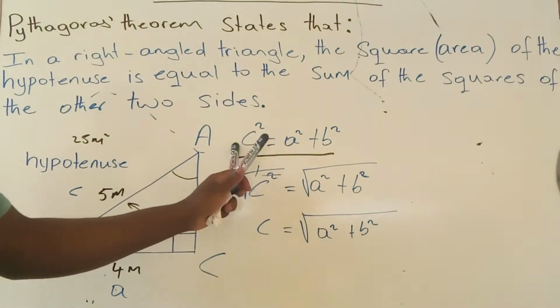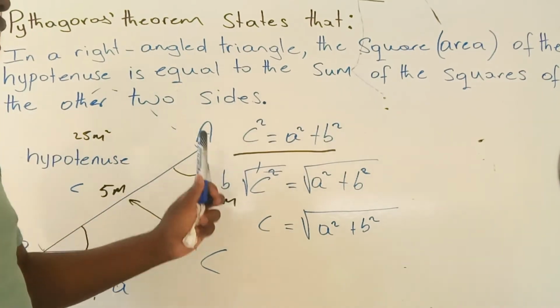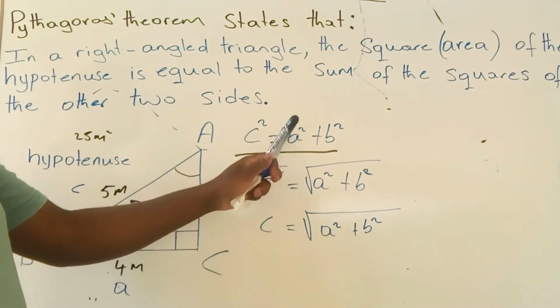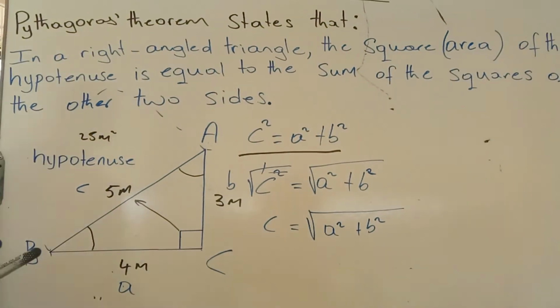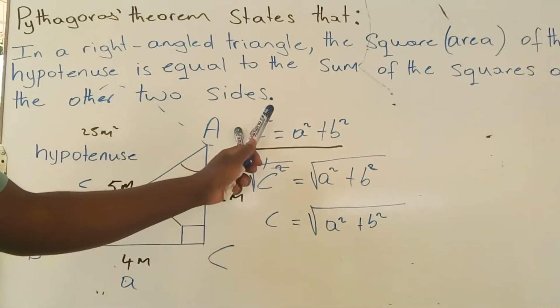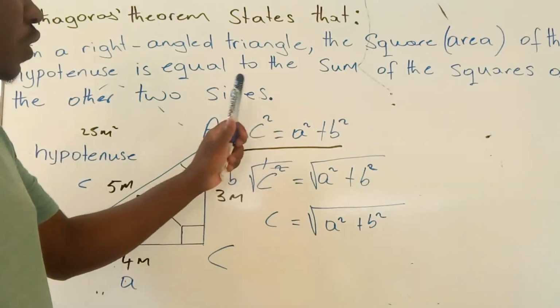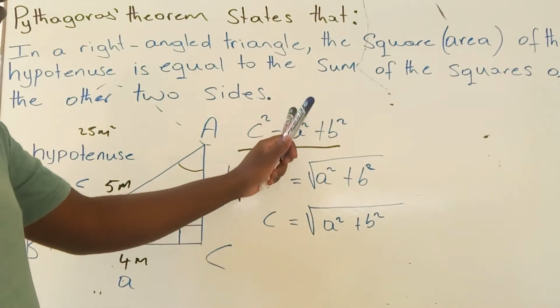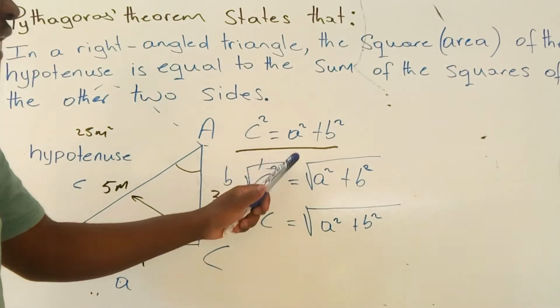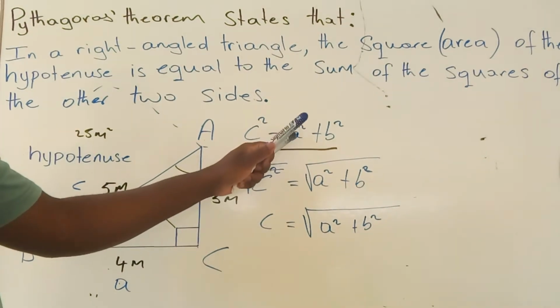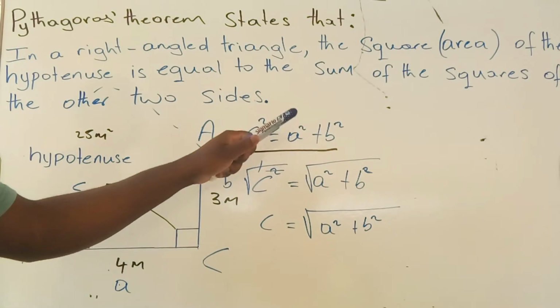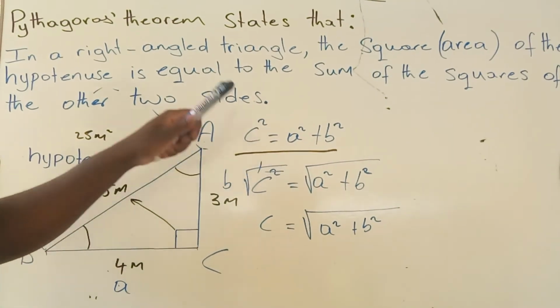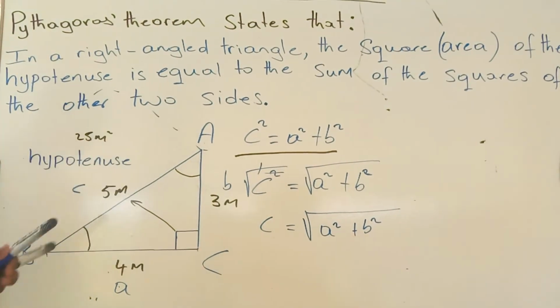Now from this formula here, we can manipulate it to make each of these letters the subject of the formula. So we are saying that if you know what this formula is saying, which is C squared equals A squared plus B squared, this is saying that if you know the length of the two shortest sides, then you can use this formula to calculate the length of the hypotenuse.